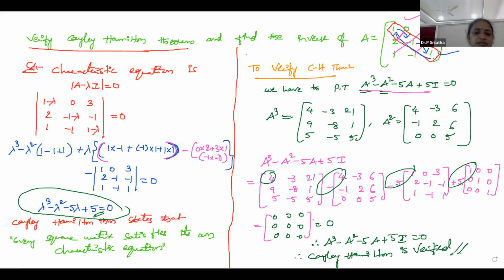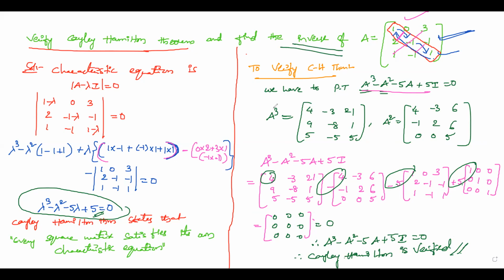So is the problem over? No. Inverse, ma'am. We need to calculate the inverse of the matrix. How to find the inverse of the matrix? Anyone? Multiplying A inverse on both sides. We have to multiply A inverse on both sides, right? So for that, first we need to take this equation. Okay. So shall I erase?